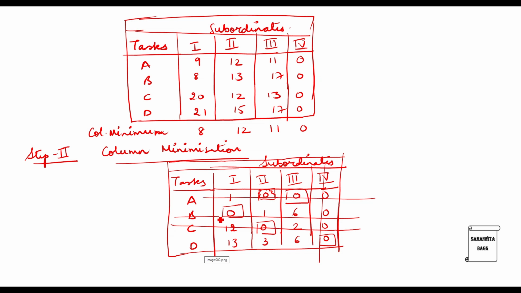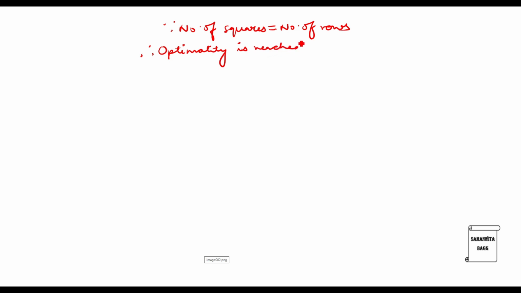I have 4 allocations, you can see, and 4 rows. So I will write down, since number of squares is equal to number of rows, therefore optimality is reached. So I can go for the last stage 3, where I will be writing the optimal solution.